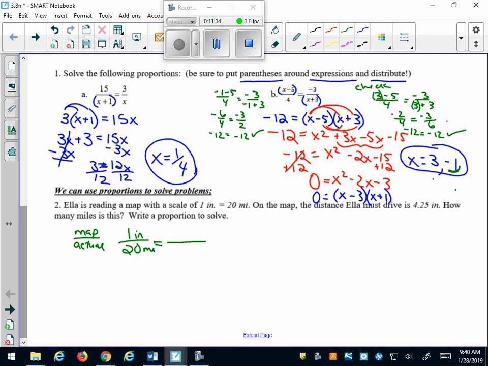Okay, on the map, the distance Ella drives is 4.25 inches. So we have to decide, does that go on the top or the bottom? On the top, because we're talking about the map and we're talking about inches, 4.25 inches. So we're just going to put x on the bottom because we're trying to figure out how many miles this is. So this now just becomes cross multiplying, and how many miles does this turn out to be? 85 miles exactly.